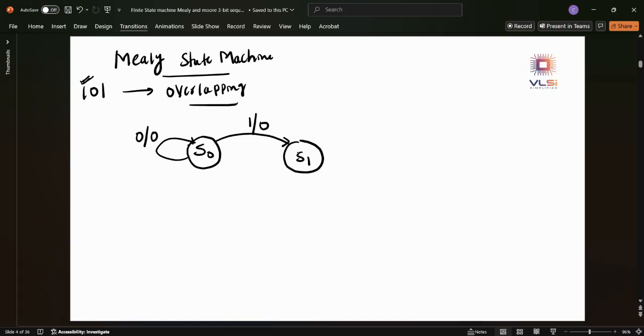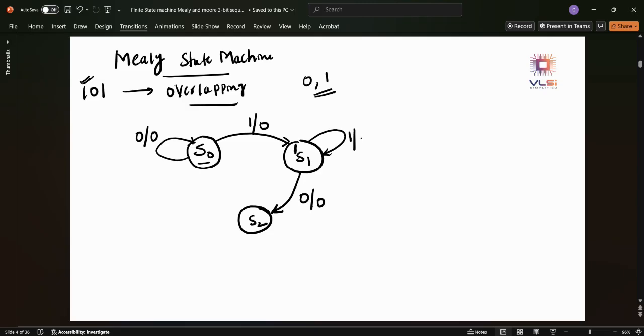If you are getting 0, it will go to which state? It will go to S2, with input 0 and output 0. And if it is 1, it will be in the same state, and the output is 0. And at S2, if it is 0, that means here you got 1 0.